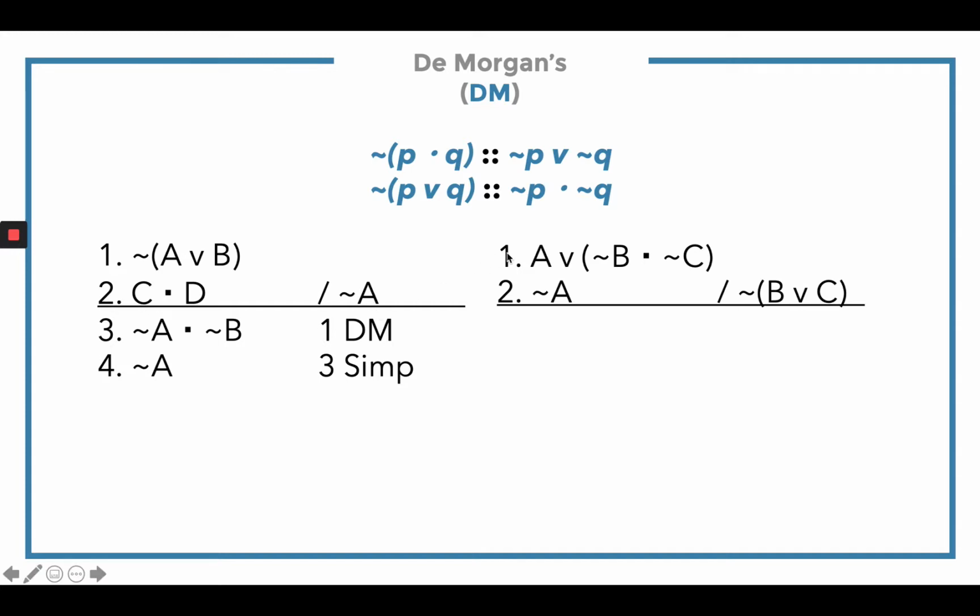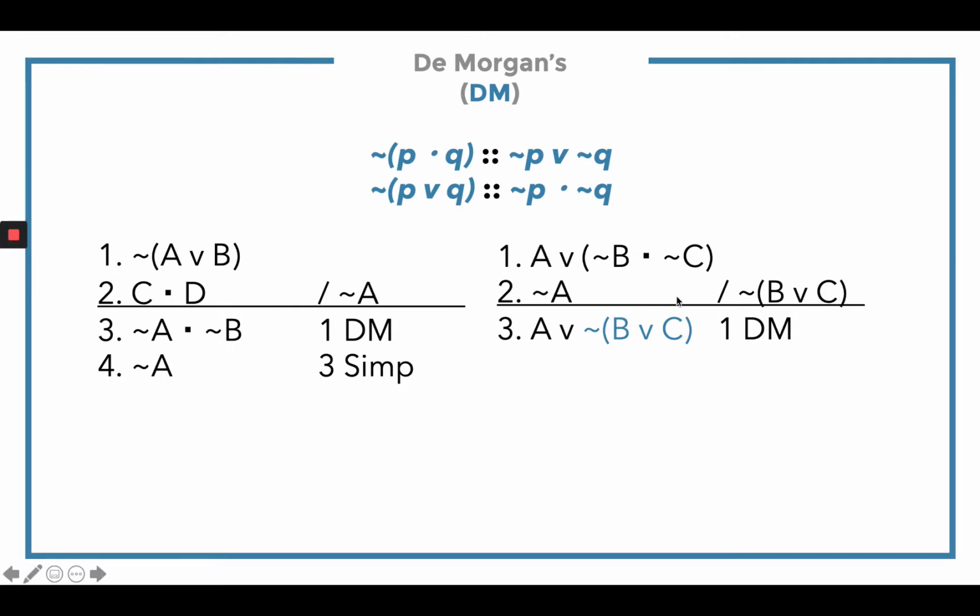Okay. Now, there's maybe a couple ways to start. We could do disjunctive syllogism right off the bat. Right? We've got this disjunction with A as the first disjunct. We know that not A is true, and so we could get the second disjunct. Or we could do it a little bit differently. We could just go ahead and do the De Morgan's right away in the middle of the proof.